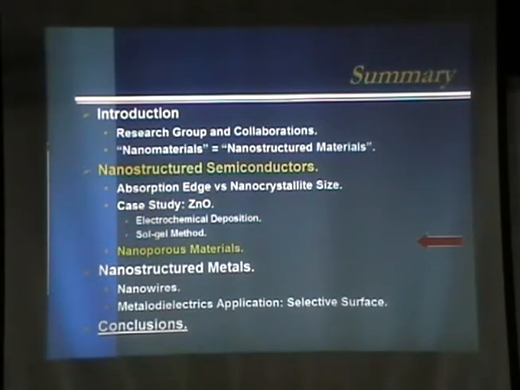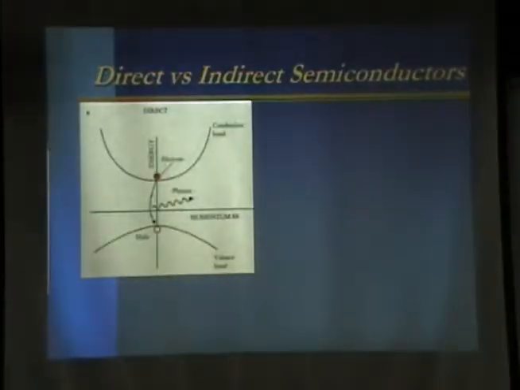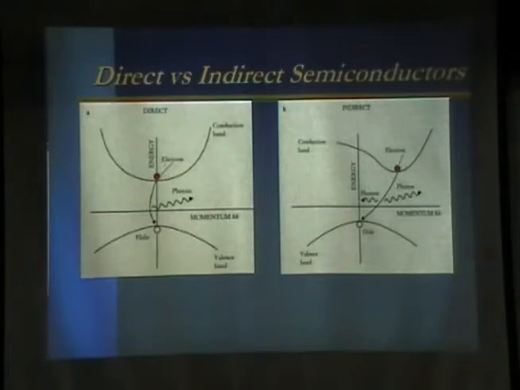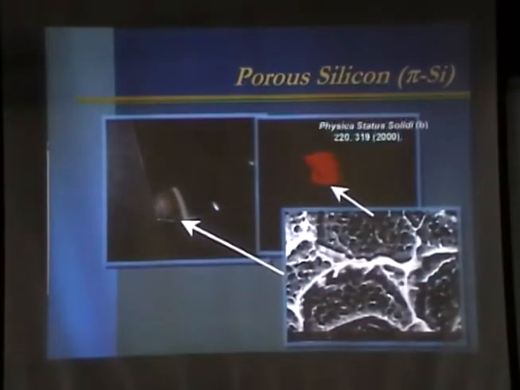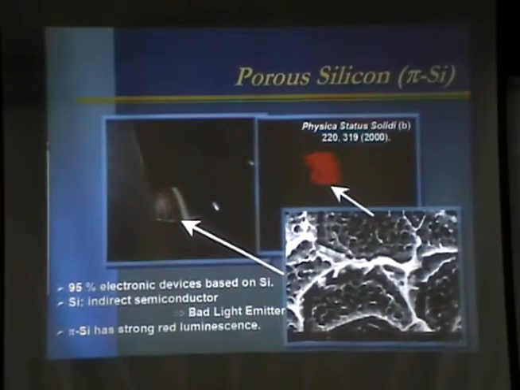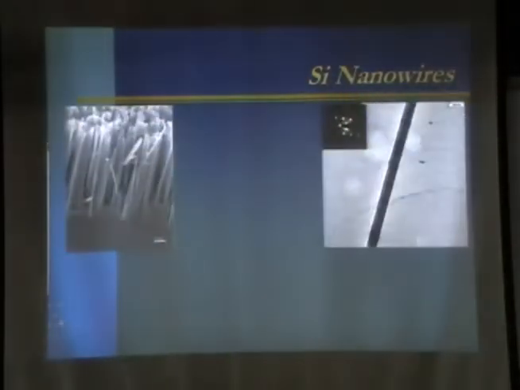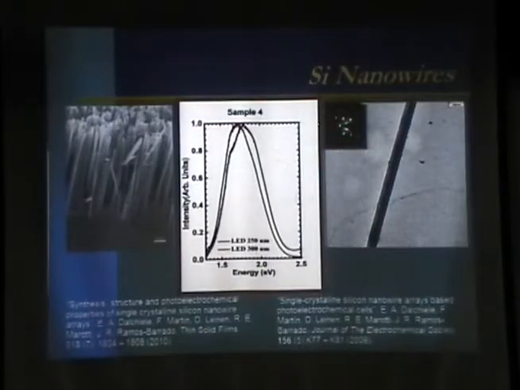Then I want to change and talk to you about nanoporous materials, going to the preparation methods of nanostructured metals. If you remember, we have two types of semiconductor, direct and indirect. Silicon is usually an indirect semiconductor that does not easily emit light, but porous silicon is a material that emits strong light. What I want to show you here are some images of silicon nanowires that also have strong emission in the red, like in the case of porous silicon.